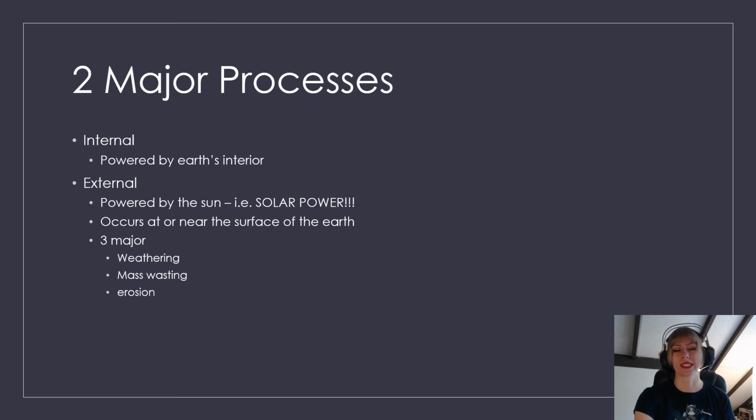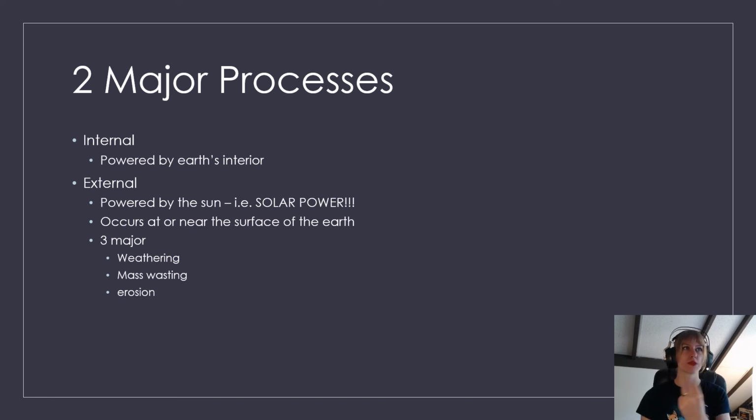The internal processes that we have are powered through energy from the Earth's interior, for example, geysers and hot springs. Then we have external power, which is basically solar power. Everything's powered by the sun.